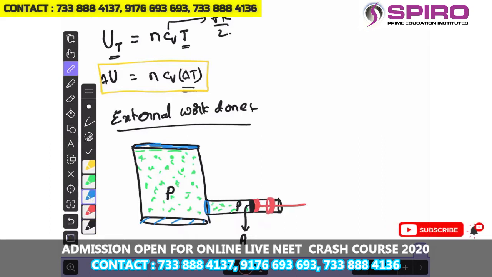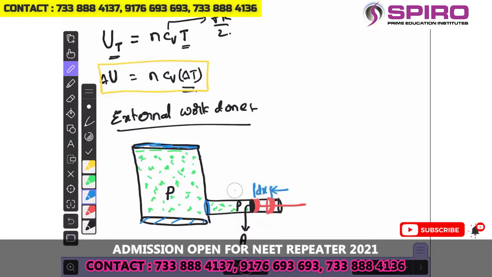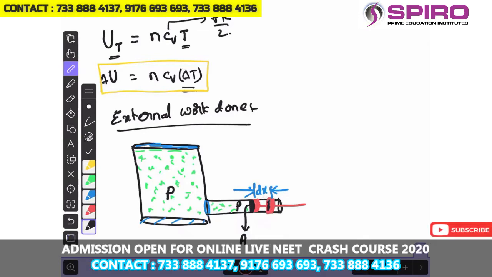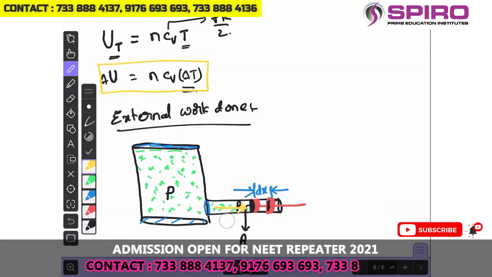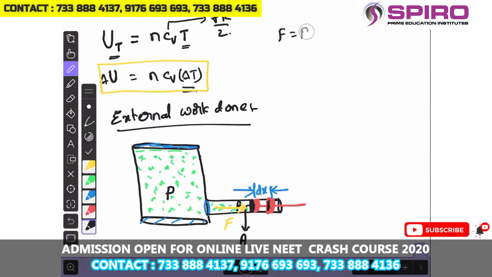Say x or dx, small distance I will consider, dx, some differential distance that is moved away by the gas, right? Because of this, what happens, volume is increased. What is the change in the volume? First let us calculate the force that is acting on the piston. This gas is offering a force F here, and that F is pressure into normal area of cross section.